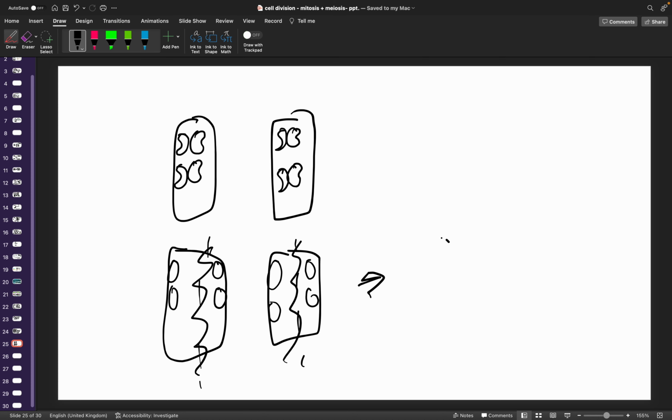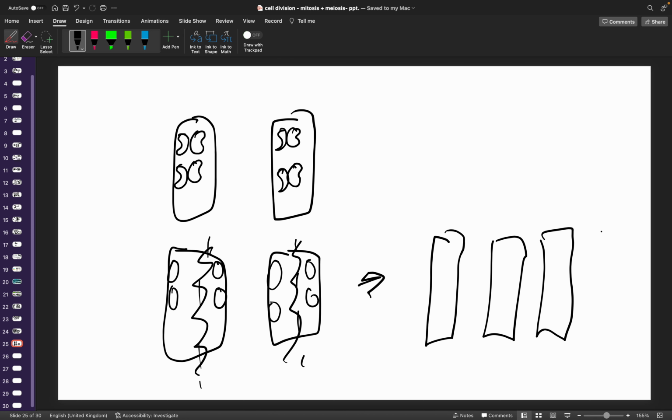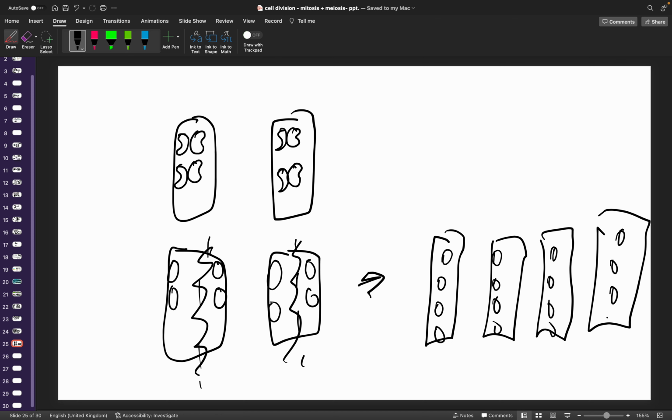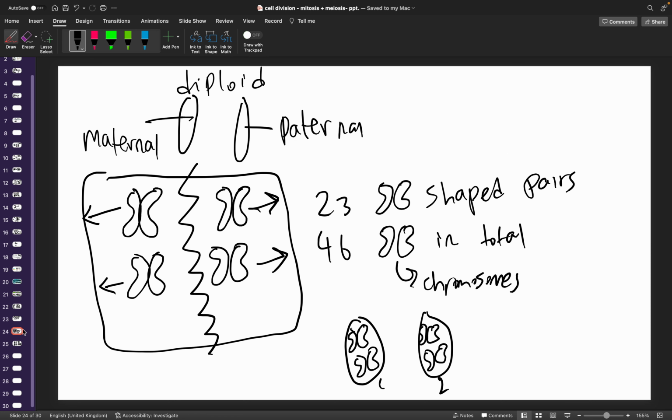to form 4 new cells, each with 23 individual chromosomes within them. And the key point is that they have no pairs. It's just single chromosomes with no pairs. That's the key point. But we said that these chromosomes are all genetically different, right? All genetically different to each other. How exactly did that happen?